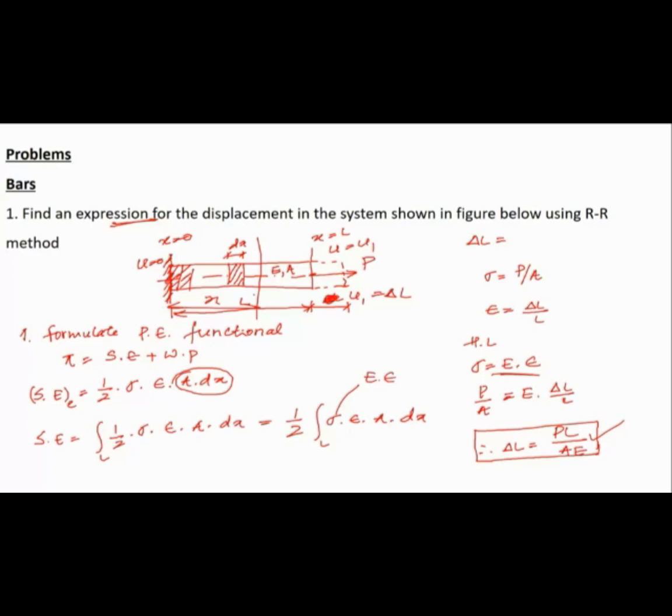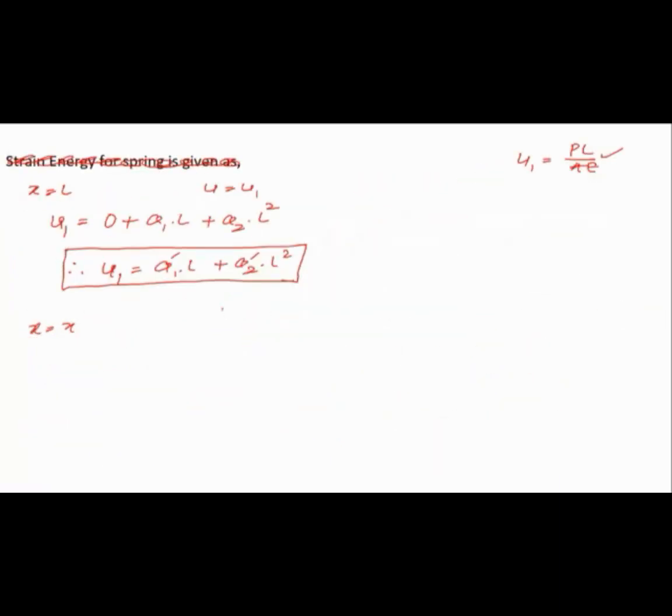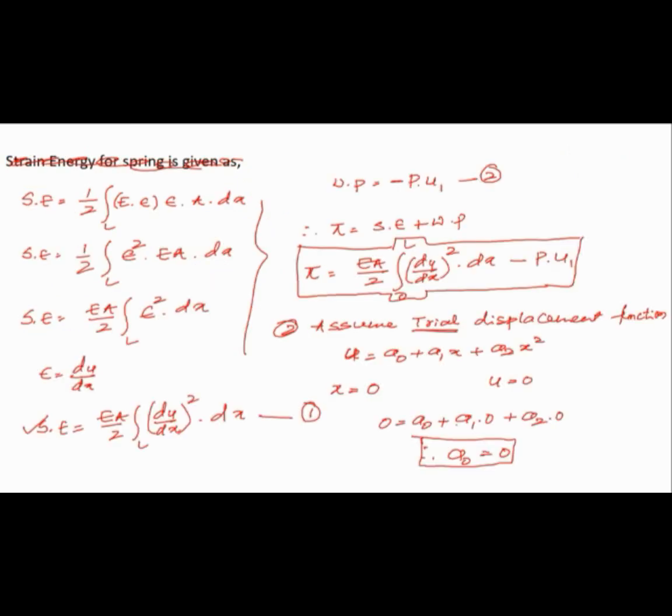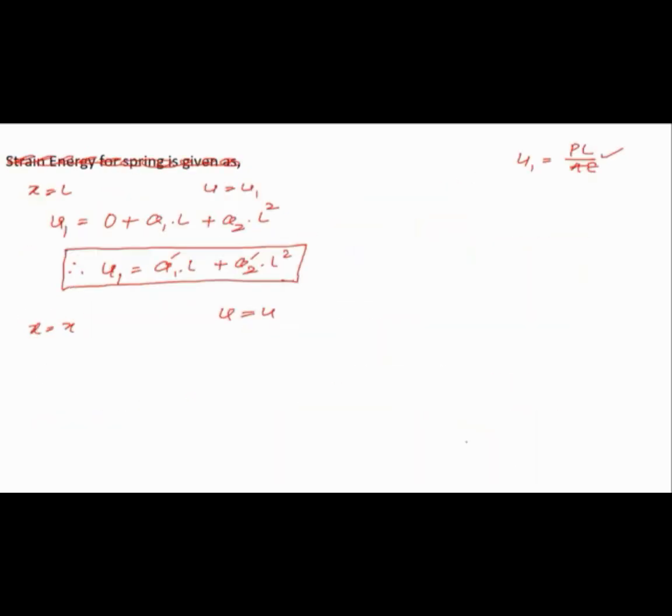Any random distance, if I want to find out the value, then u will become u. So this is the expression for any random distance. This is the expression at the free end, and this is the expression where it is fixed end. For any random distance, u is equal to a1 into x plus a2 into x square. This is the expression of u at any random distance, where I need to find out once again a1 and a2. By substituting a1 and a2, I'll get the value of u at any random distance.